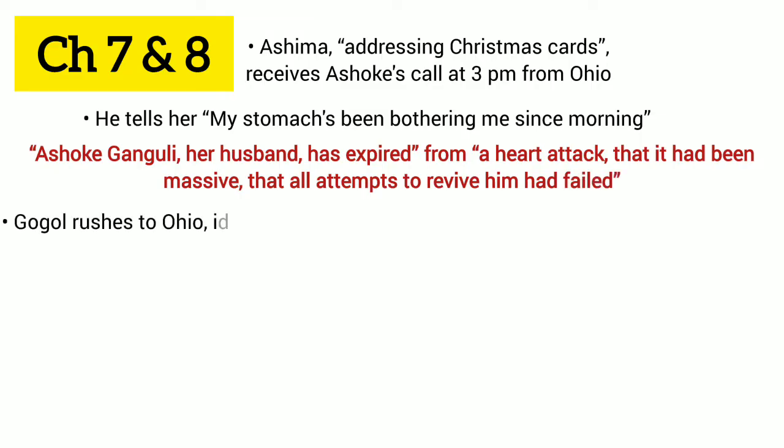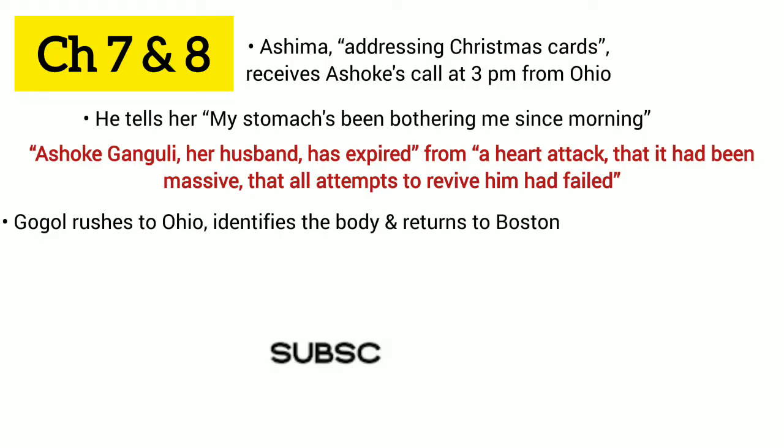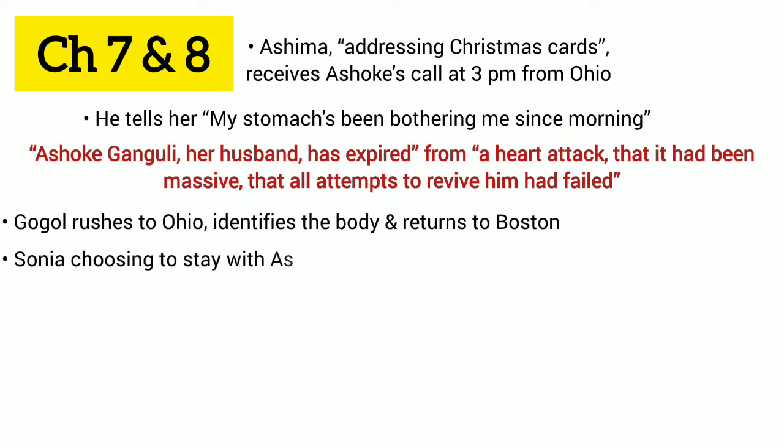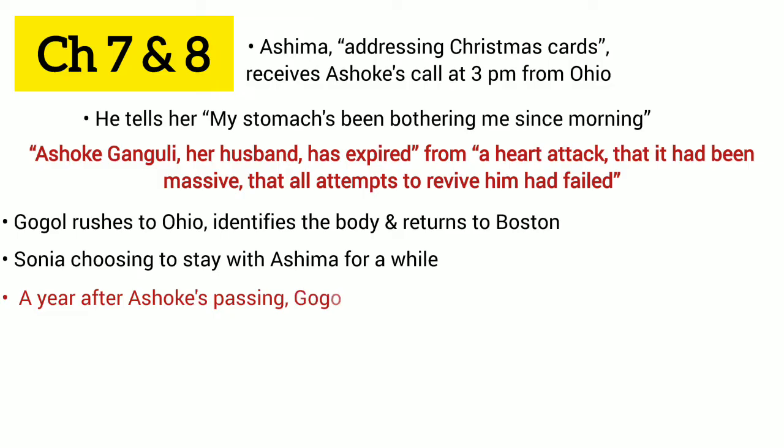Gogol rushes to Ohio, identifies the body, and returns to support his grieving mother and sister in Boston. The house on Pemberton Road becomes a place of solace, with Sonia choosing to stay with Ashima for a while, and friends and family offering comfort during their mourning period. A year after Ashok's passing, Gogol ends his relationship with Maxine.